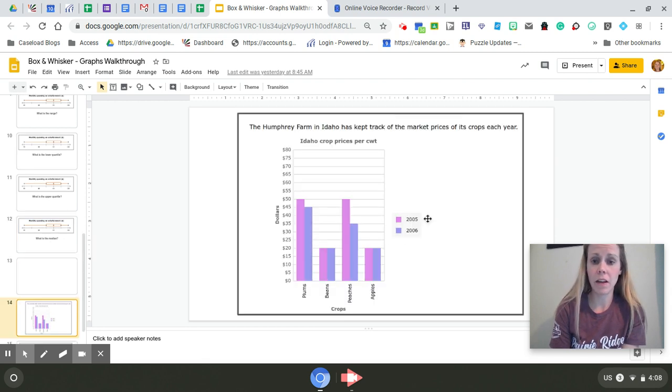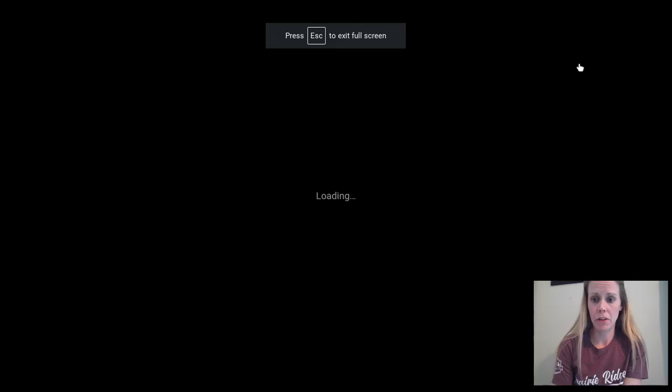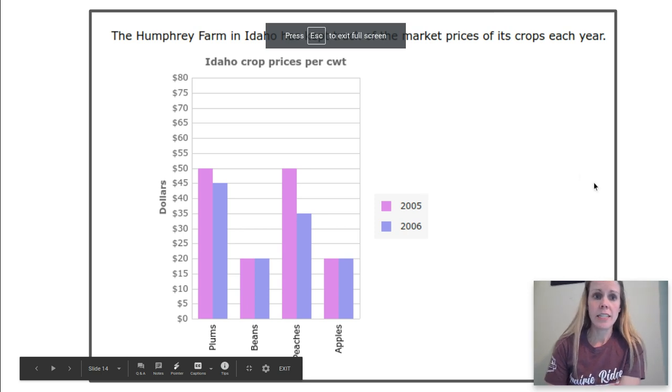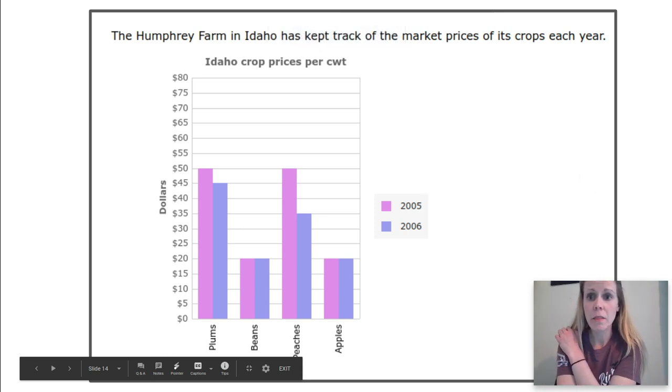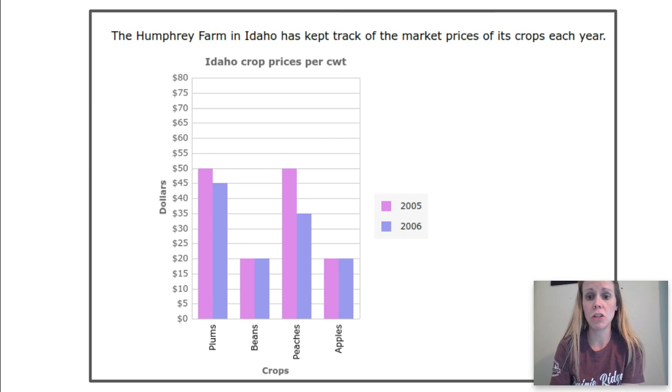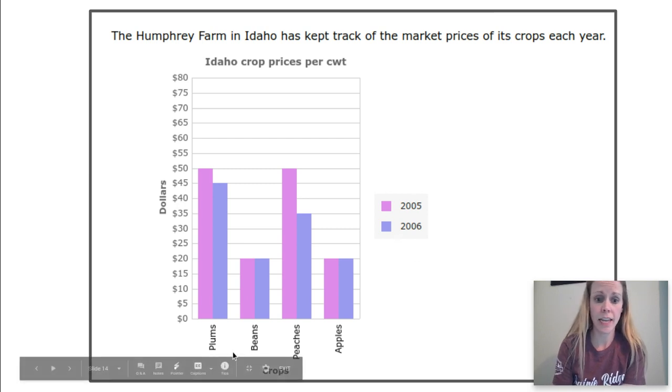Now, another part of last week was understanding just how to read regular graphs. So line graphs, bar charts, which I know you guys have done before, but answering certain questions about them. So we're going to look at this chart here. Let me make it bigger for you guys. So this is the Humphrey Farm in Idaho, prices of its crops each year. So you have 2 years, dollars, and types of crops.